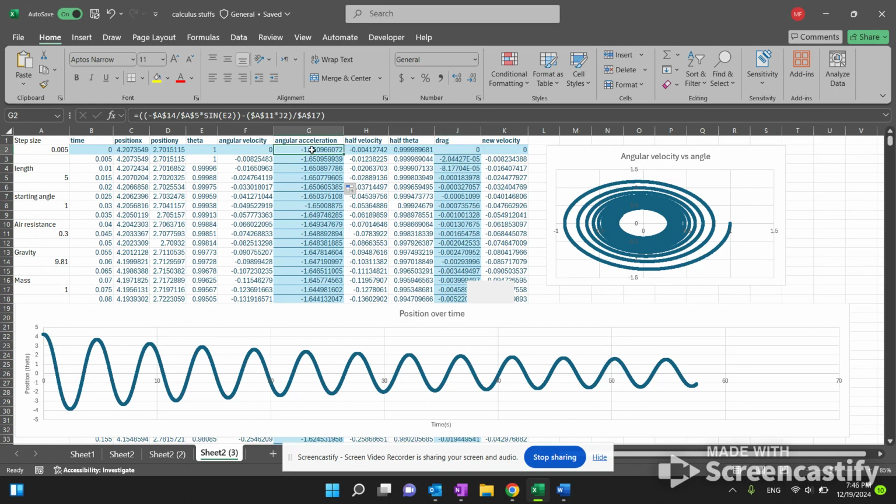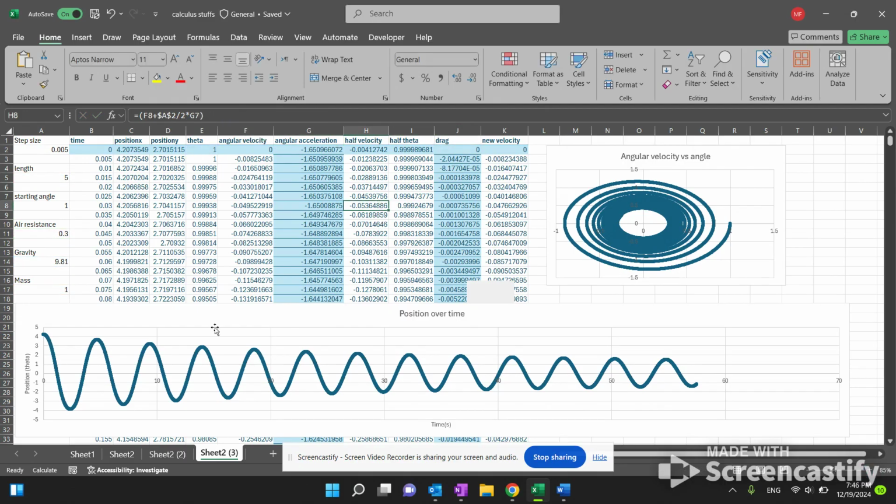So the main differential equation here is that angular acceleration, so that's the second derivative of theta, the angle, will always be equal to negative the force of gravity divided by the length of the pendulum times sine of the angle theta. And with this model, you add in the second term, which is subtracting out the acceleration caused by drag, so air resistance, and that's what's being computed in columns J and K.